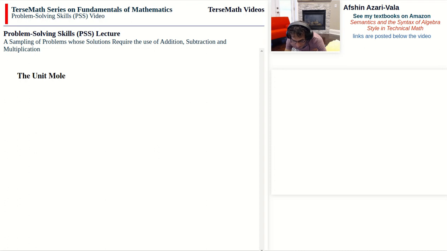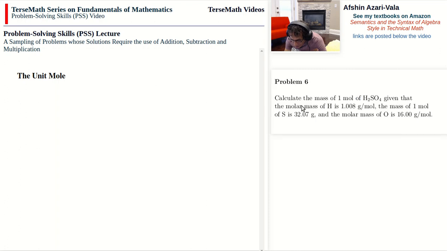Okay, on to the next problem. And this next problem says that we want to calculate the mass of 1 mole, not 1 molecule, but 1 mole of H2SO4. Given that the molar mass of H is 1.008 grams per mole, the mass of 1 mole of S is 32.07 grams, and the molar mass of O is 16 grams per mole.